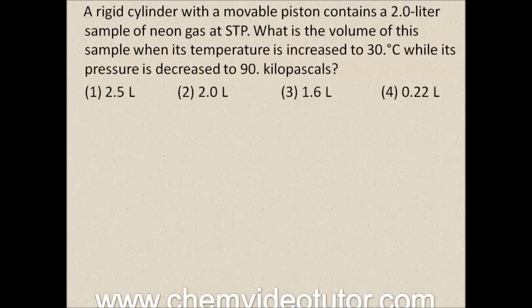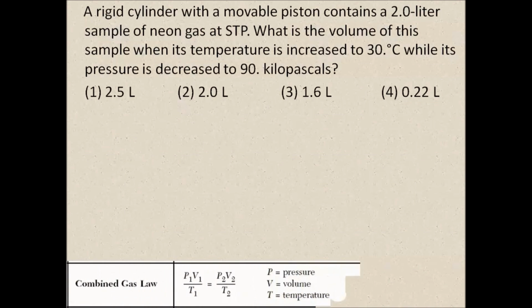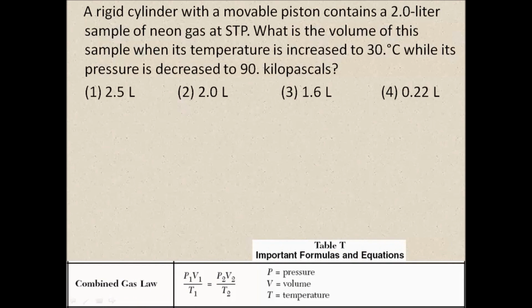The following Chemistry Regents exam question deals with the combined gas law, the formula for which can be found on Table T of the Chemistry Reference Tables. Here are some of the clues in the question that should jump out at you if you were to read it on an exam that lets you know to use the combined gas law.